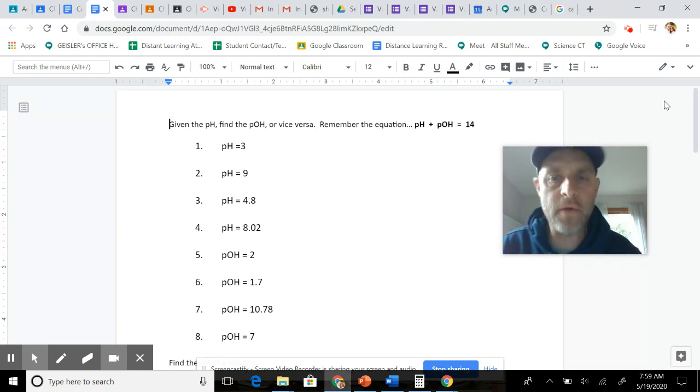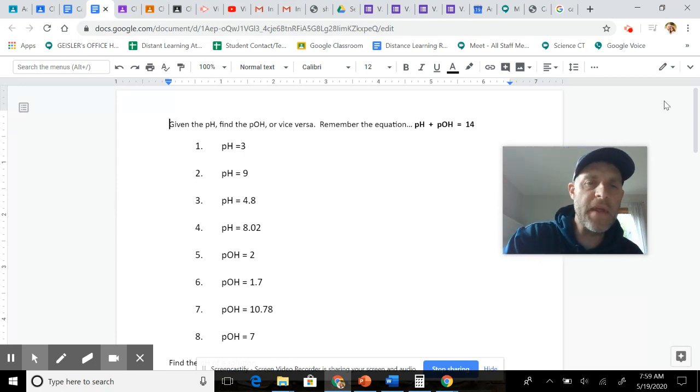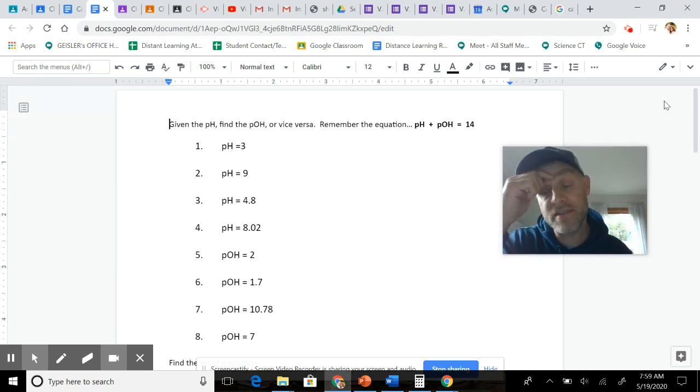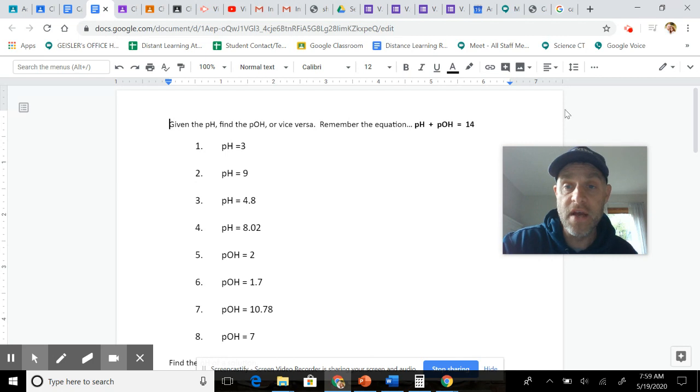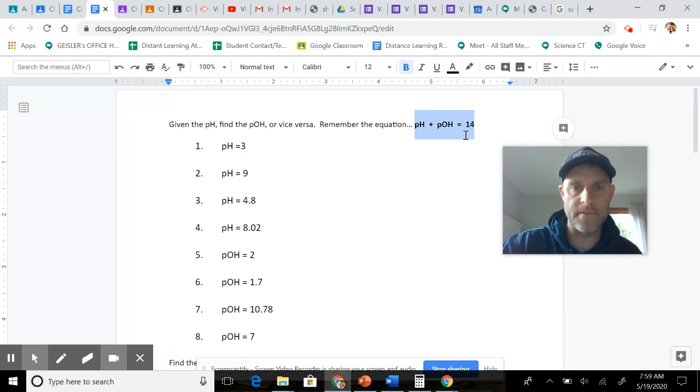So the first 8 are really simple. It says, given the pH or the pOH, give the opposite. So if you're given pH, what's the pOH? If you're given pOH, what's the pH? We talked about this yesterday. We did some questions on this yesterday. All you need for this is this equation. Remember, pH plus pOH equals 14.